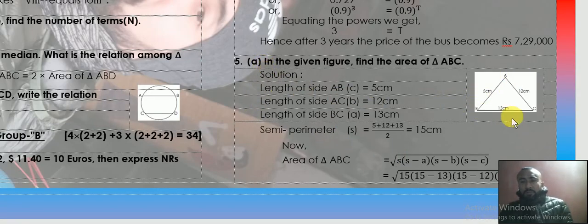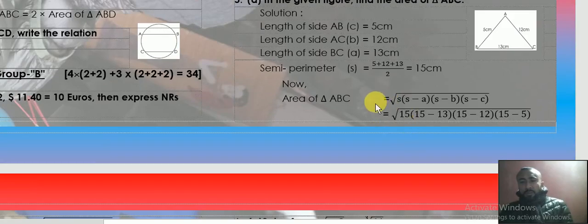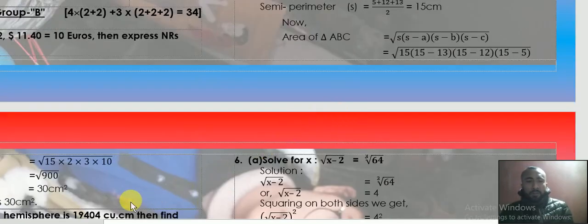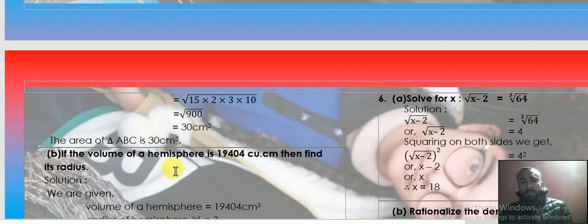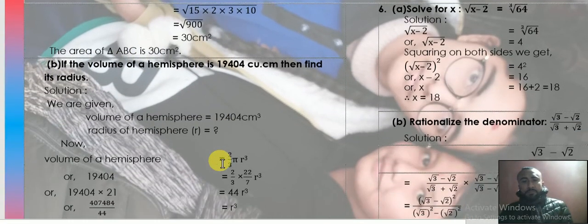Here 3 of the sides are given, so the formula is root under S, S minus A, S minus B and S minus C. Here the value of A is 13, value of B is 12 and the value of C is 5. Now by using the formula you can get the area of the triangle, which is 30 square centimeters. So lastly you will be writing the conclusion, that's the area of triangle ABC is 30 square centimeters.